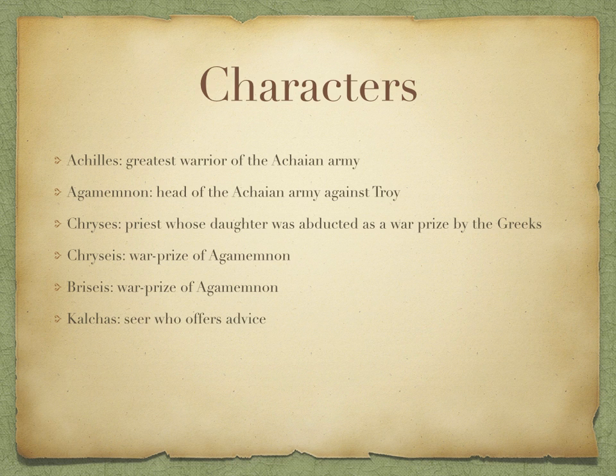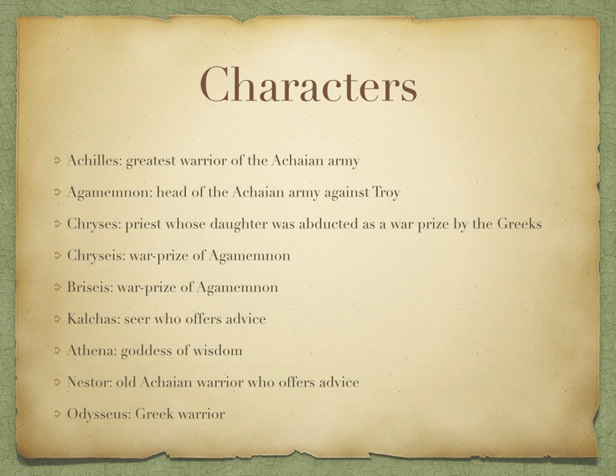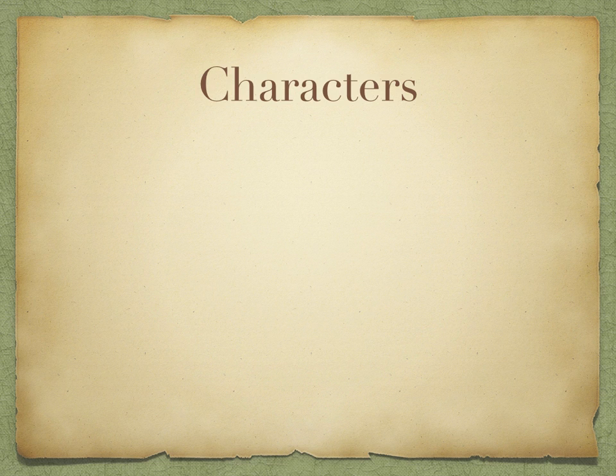Calchas is a seer or soothsayer or prophet who offers advice, and Athena is the goddess of wisdom, the daughter of Zeus. Nestor is an old Achaean warrior who offers advice, and there are many times throughout the story that he does so, often in long passages that are not necessarily moving the plot forward, but give reference to things that the reader at that time would have been familiar with, such as cataloging and promoting a sense of nationalism. Odysseus is also one of the most famous Greek or Achaean warriors that is introduced in Book 1.